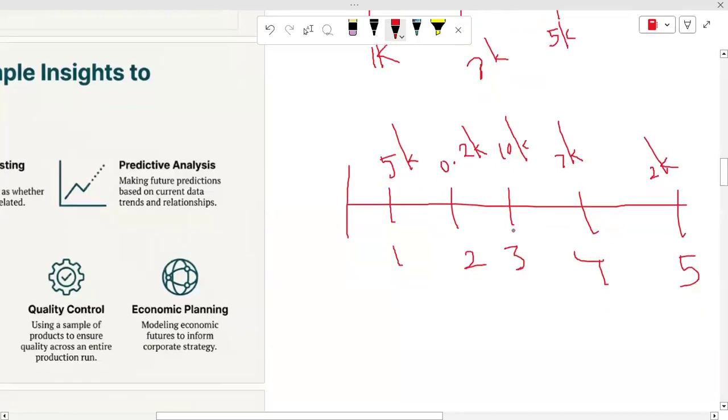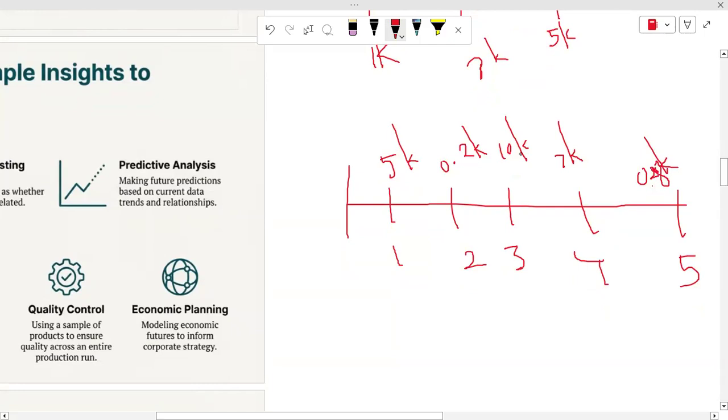So average. What is the average? How do you calculate average? 5, 10, 7 plus 2 plus 0.2, then divided by 5. Can you calculate very quickly? Or I will make it 0.8. This is 0.8, for your calculation easy.